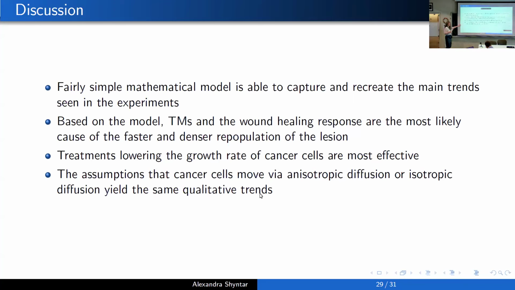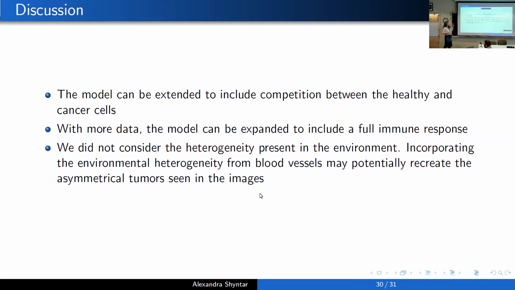We've tested the assumption of whether cancer cells move through isotropic diffusion. Here we had anisotropic diffusion, but if we assume that the cancer cells move through isotropic diffusion, then the results are comparable and there's not a lot of difference between the simulated densities. The model can also be extended to include competition between the healthy cells and cancer cells. We did that, and the results are as expected. The population that has a competitive advantage grows better.